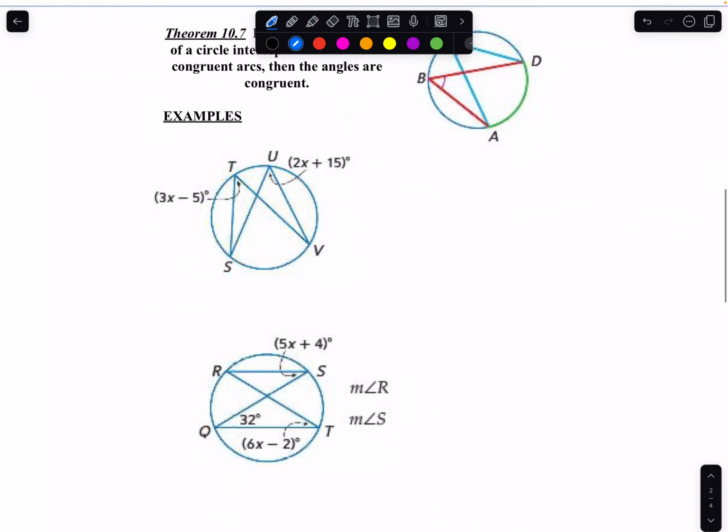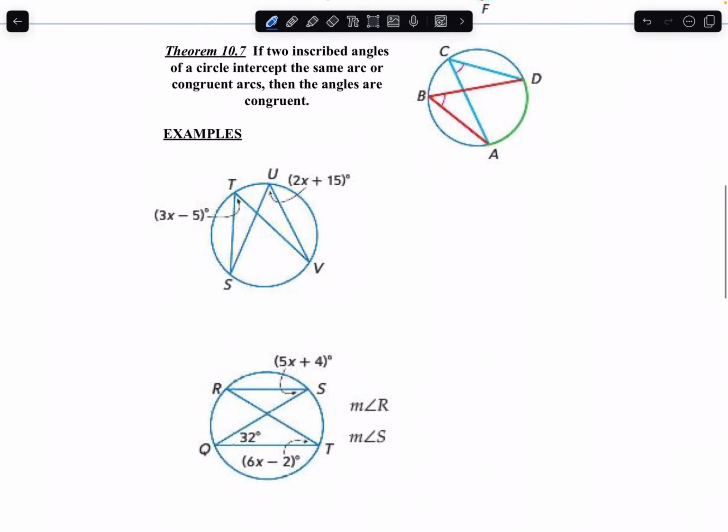Now, what happens when we have two inscribed angles? If we have two inscribed angles, like angle B and angle C, angle B is in red, notice how this angle B is connected from D to A. That's going to be half, right? Angle B will be half of DA.